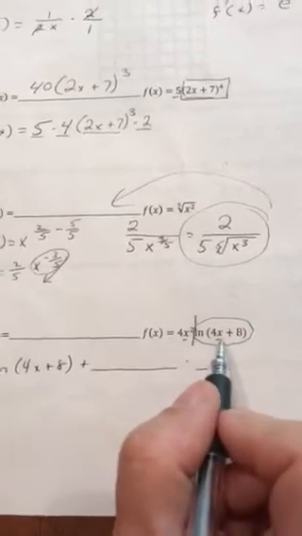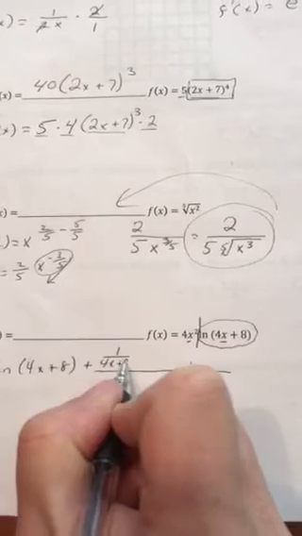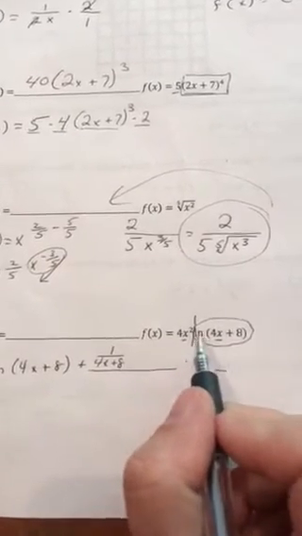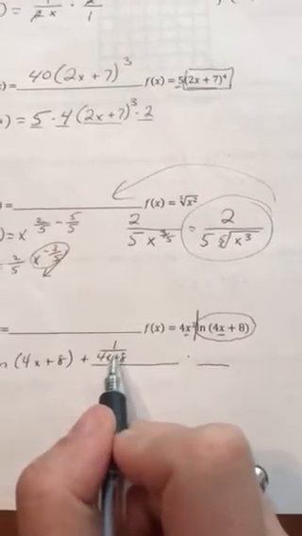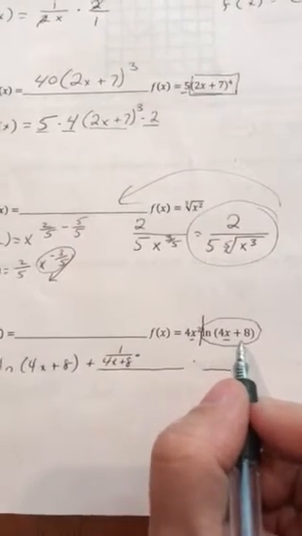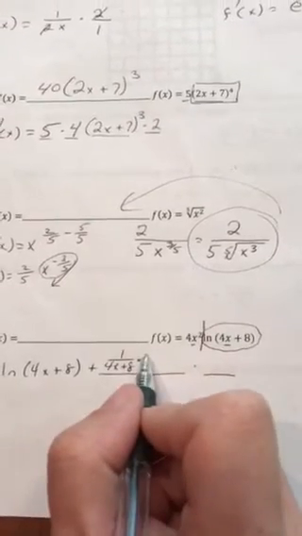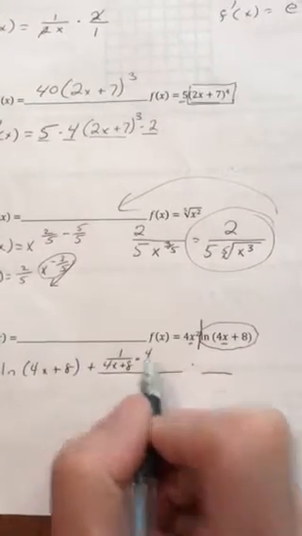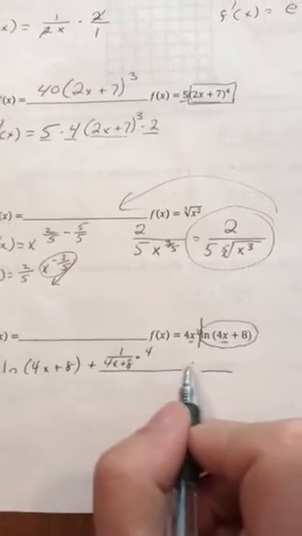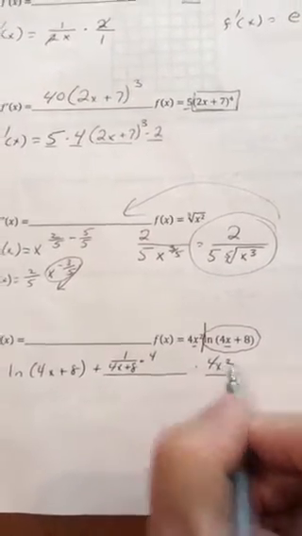All right, the derivative of the second would be 1 over 4x plus 8, because the derivative of the natural log of anything is 1 over anything. But remember, it's not a simple x, so I can't just leave it. I have to multiply times the derivative of what's inside, which would be a 4. So this is all the derivative of the second times the first, so times my 4x squared.